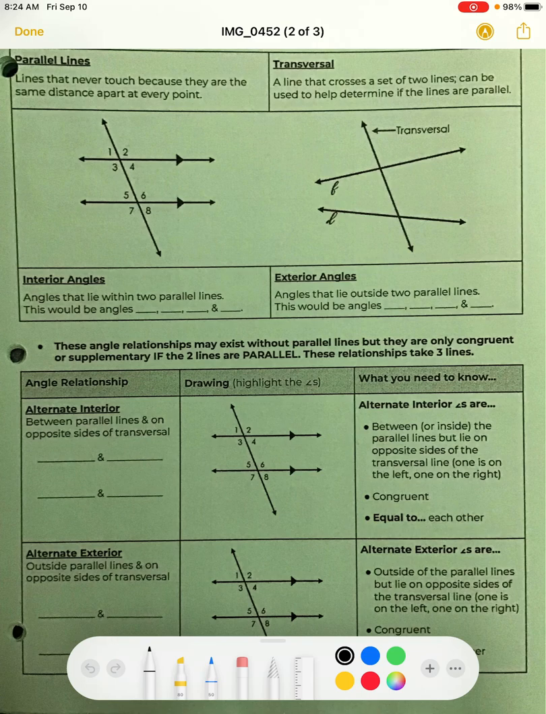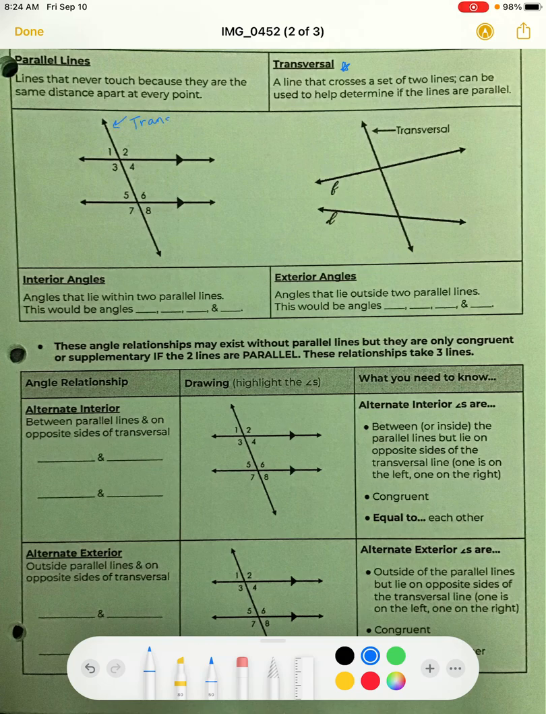Okay, now we're going to look at parallel lines. Parallel lines are lines that never touch, and they're the same distance apart every time, and they are on the same plane. This right here is called a transversal. A transversal is a line that crosses a set of two lines. You notice on these, they are not parallel, but they can be parallel, like in this picture.